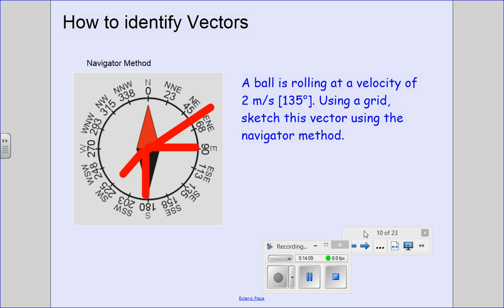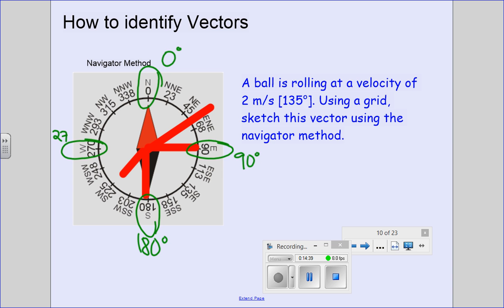So we'll usually use what's called the navigator method. In the navigator method, we'll be talking about north, south, east, and west. So what I need you to know is that 0 degrees means north, 90 degrees means east, 180 degrees means south, and 270 degrees means west. If you notice, I've added 90 each time.